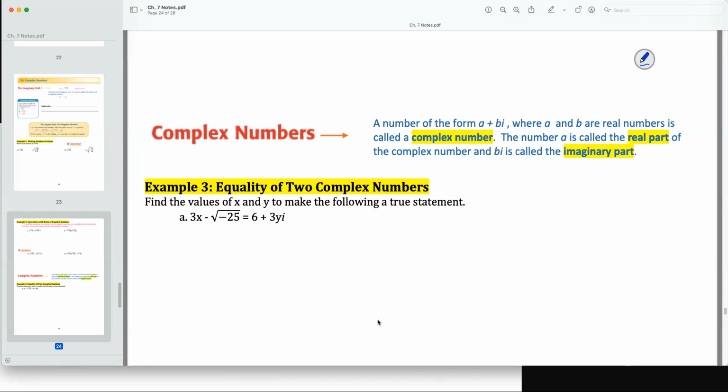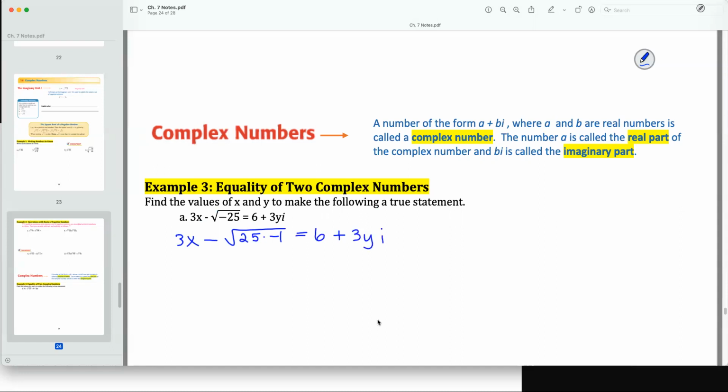We have two equal things. And the first thing I want to do is simplify the square root of negative 25, to see what that equals, so I can look at the equation in the same form. This equation has an i, so it's already in i form. This one doesn't, so let's rewrite this. So 3x minus the square root of negative 25, I'm going to rewrite that as 25 times negative 1. And just rewriting the rest of the equation, 6 plus 3yi.